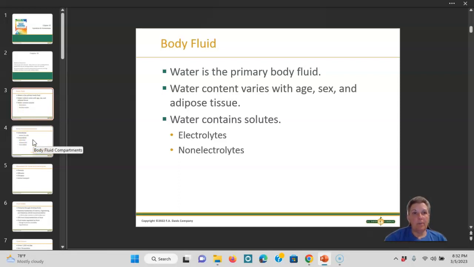Body fluid can either be an overload or underload. So dehydration, underload. Overload, CHF, congestive heart failure, fluid overload, edema, swelling, right? Eventually that swelling gets to the lungs and overwhelms the lungs.